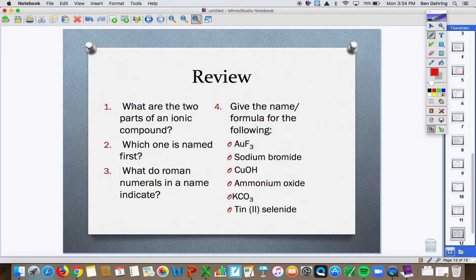All right, some review questions for you. I need to know the 2 parts of an ionic compound. What are they made of? Which one is named first? What do Roman numerals indicate in the name? And then give you the name or formula for these 6 compounds here.